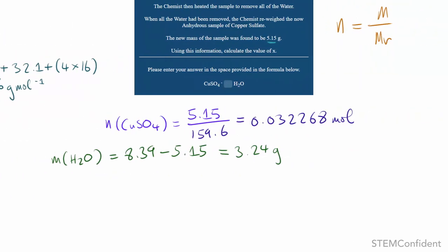And so in the context of H2O, when we're looking at the number of moles for H2O, that's going to be 3.24 divided by 18. If you work that out, this is going to give you the number of moles corresponding to the H2O, and that's 0.18, and that's going to be in moles. So what we have now is we've got the molar value for the copper sulfate, and we've got the molar value for the H2O.